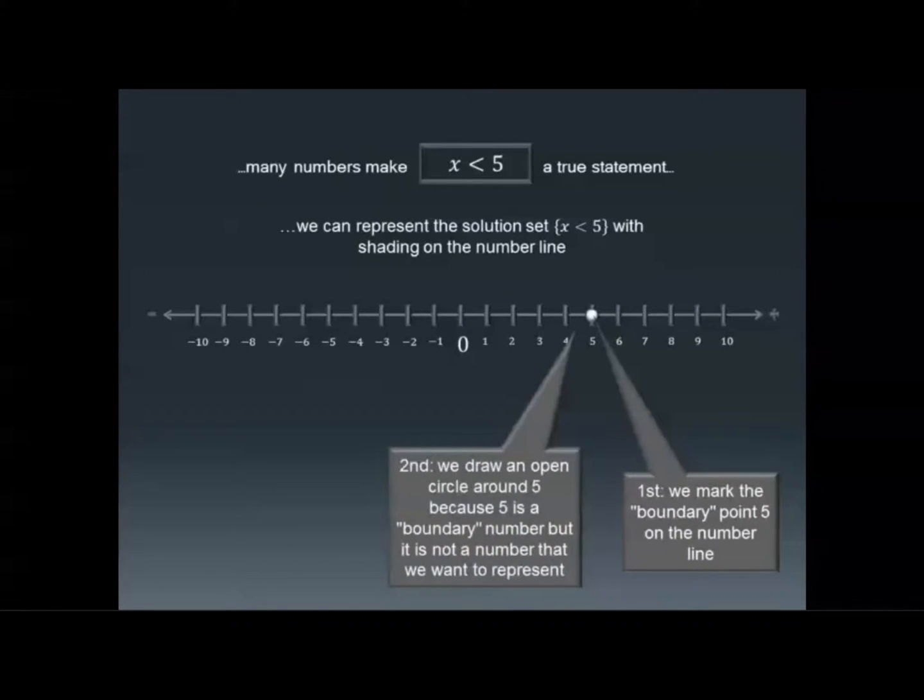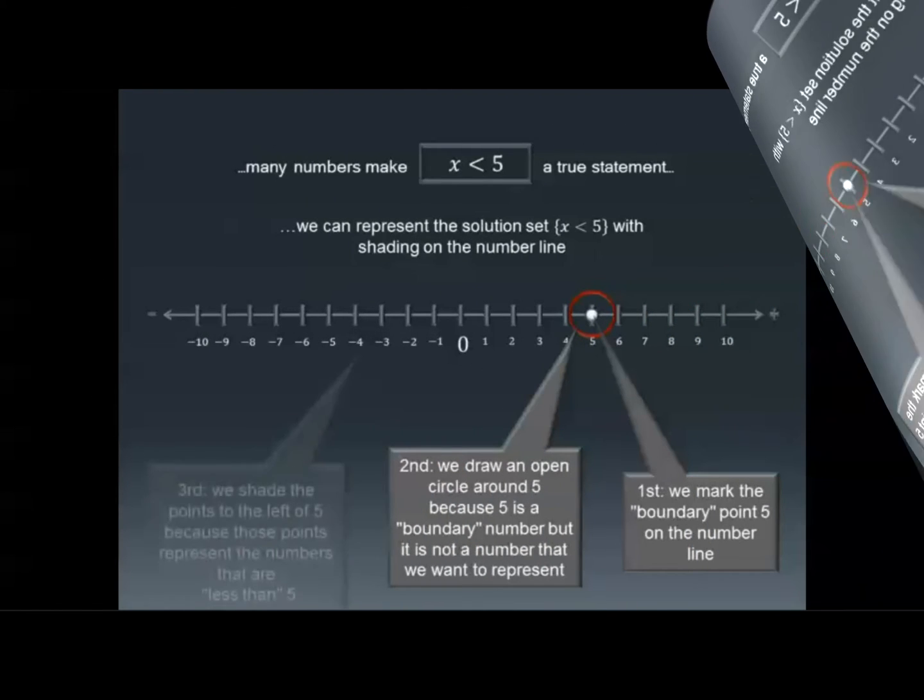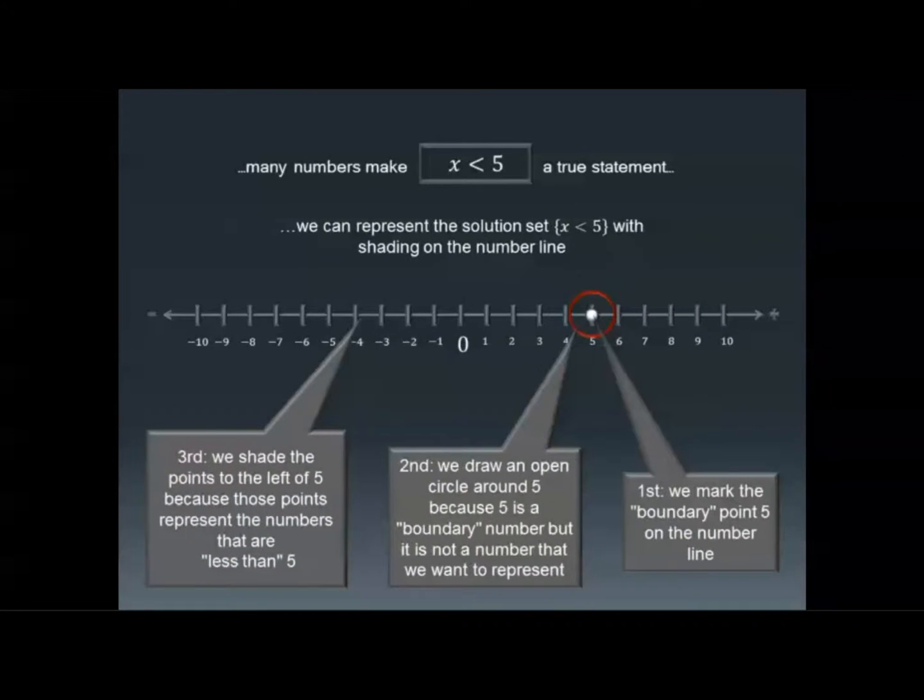We draw an open circle around 5 because 5 is a boundary number. It is not a number that we want to represent. It will help us describe the numbers that we want to represent. Next, we shade the points to the left of 5 because those points represent the numbers that are less than 5.